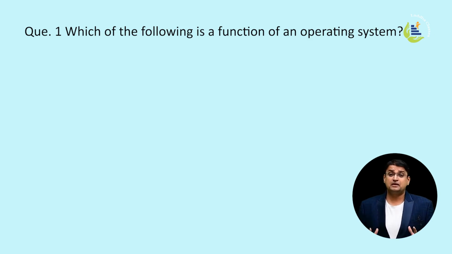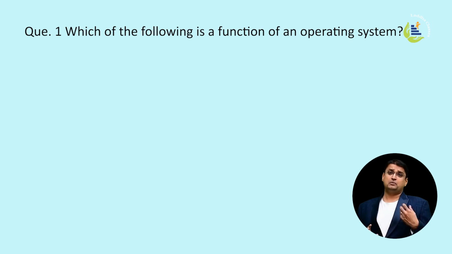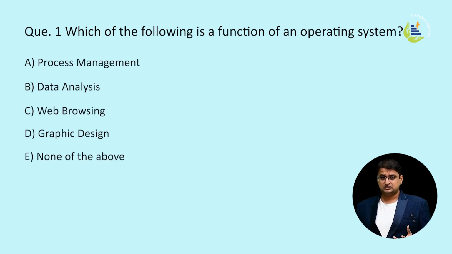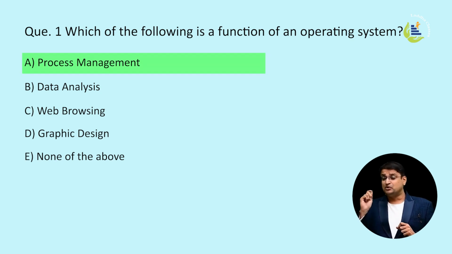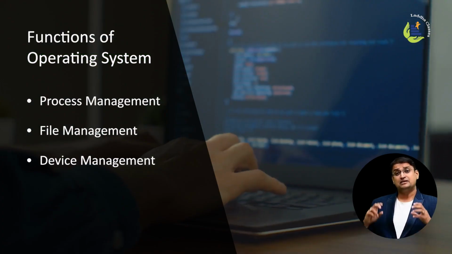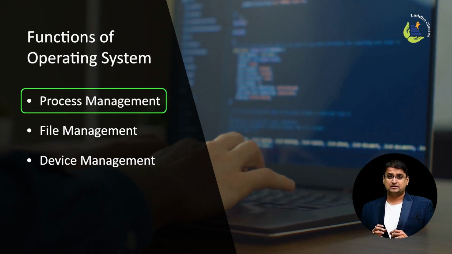Let's practice some questions of operating system. Question 1. Which of the following is a function of an operating system? Options are process management, data analysis, web browsing, graphic design, none of the above. Correct answer option is A, process management. Because one of the key functions of an operating system is process management.